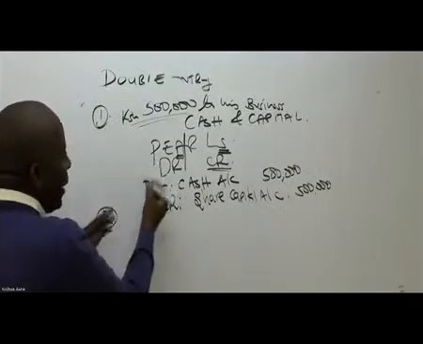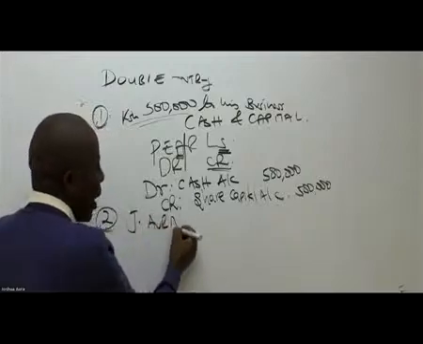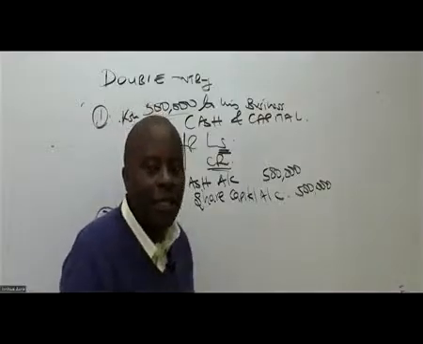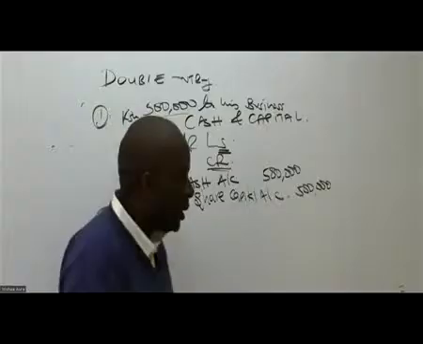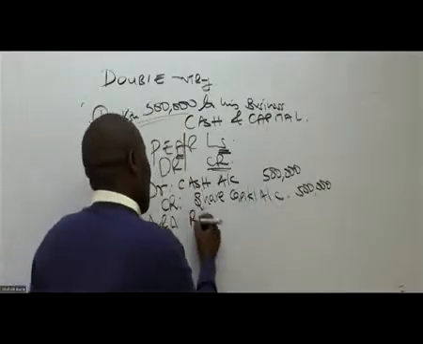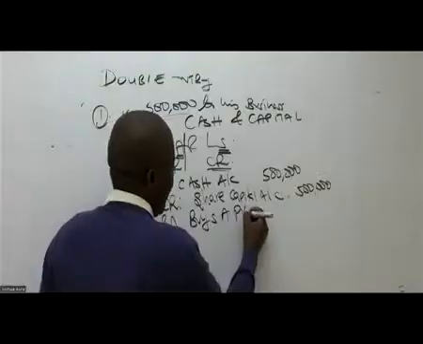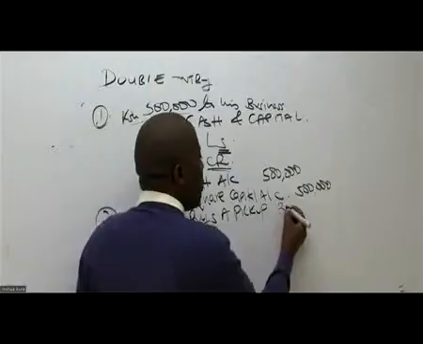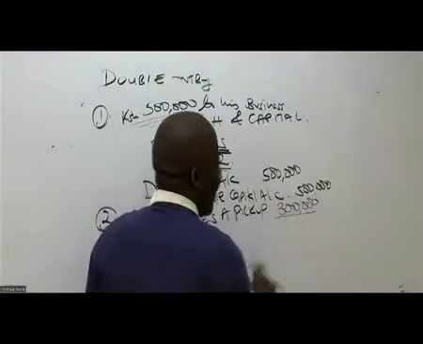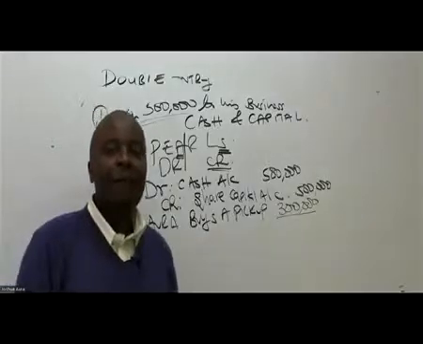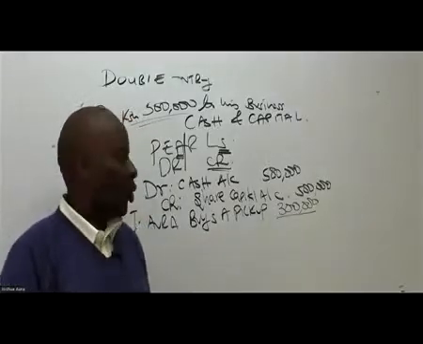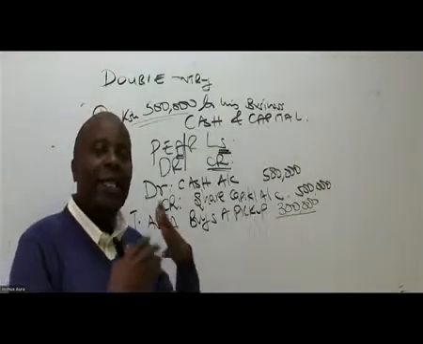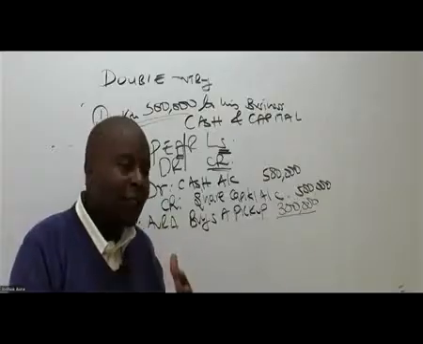Transaction number two for the business: we are told that Joshua Aura buys a jalopy, an old rickety pickup for the business. So this pickup is worth 300,000. There is money being involved, so it's a business transaction. So Joshua Aura buys a pickup worth Kenya shillings 300,000, and then he's giving what here? He's giving cash.